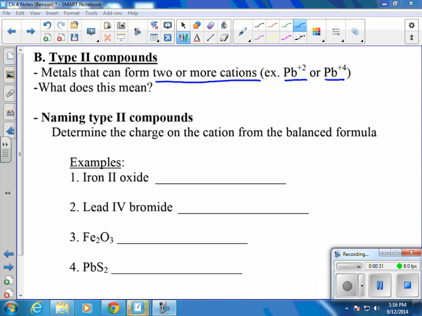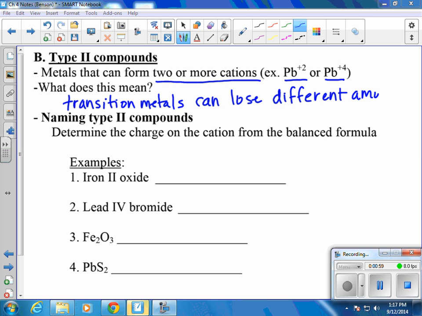And the reason that they have more than one possibility for a charge is that the transition metals simply have more electrons, and because of that, they have different configurations that are able to reach stability. So the transition metals can lose different amounts of electrons to reach the stability. And remember, we're trying to reach the stability like the noble gases.